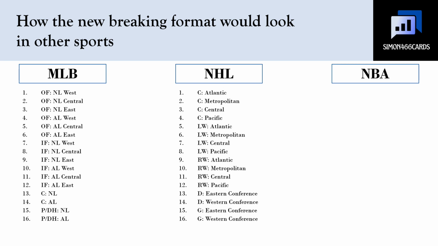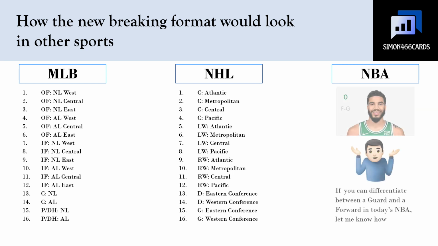And finally, for the NBA, you must be wondering how this works. Great question. I have no idea because what is a guard and what is a forward, they're all commingled into one group. You have players like Luka Doncic, who is the size of a forward but plays like a guard.